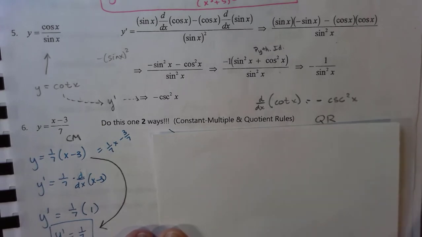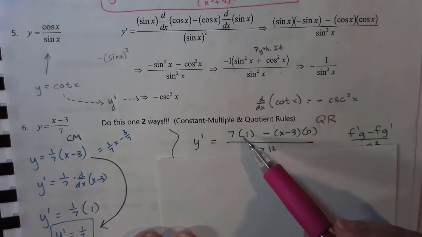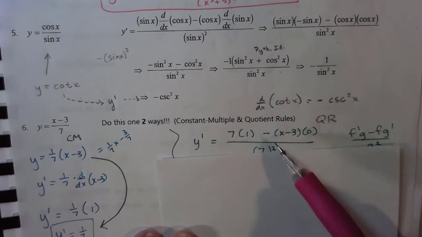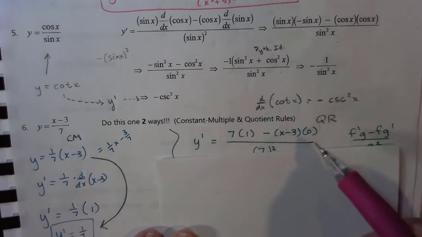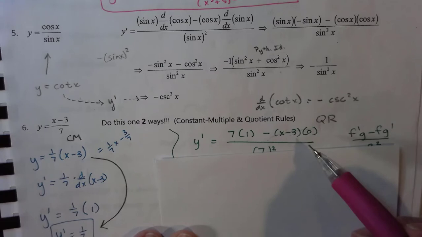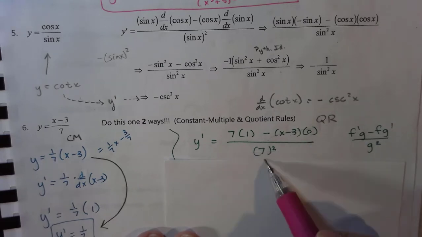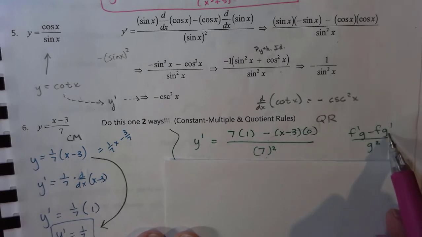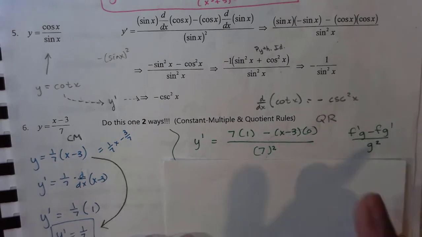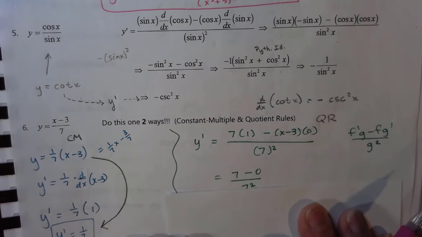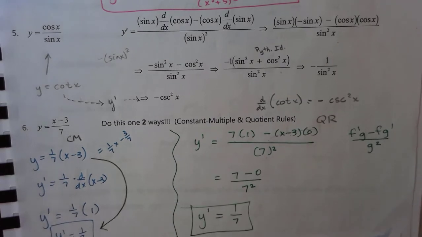Now, the other way would be to use our quotient rule. So our quotient rule would be low times the derivative of the top, which is 1, minus the top times the derivative of our denominator, which is a constant. So derivative of constant is 0, over low, low, 7 squared. So f prime g minus f g prime over g squared. And we can see that this will cancel out. We get 7 over 7 squared, which still is 1/7.